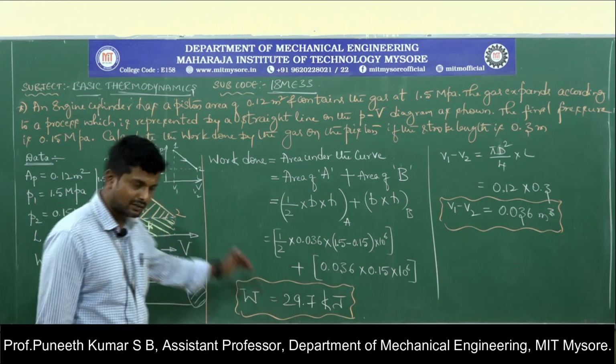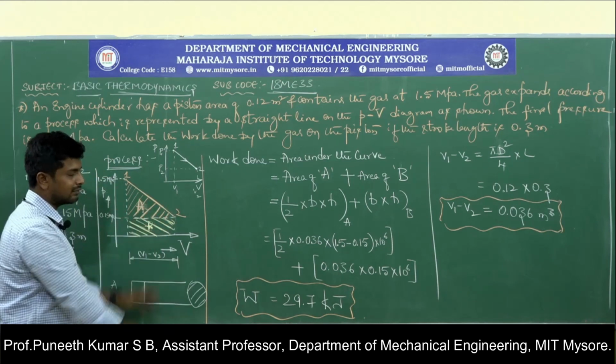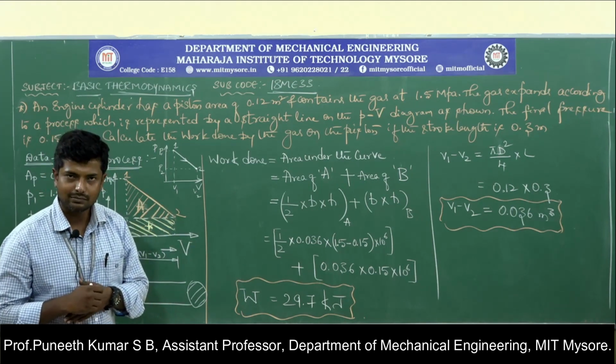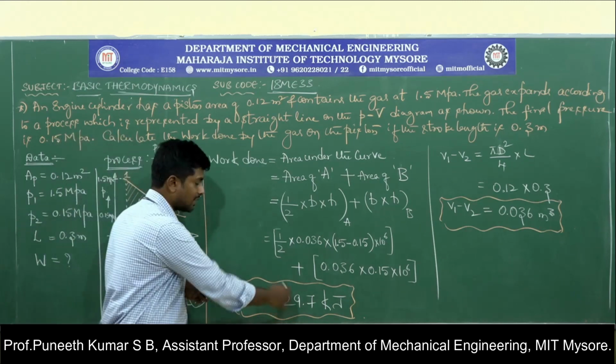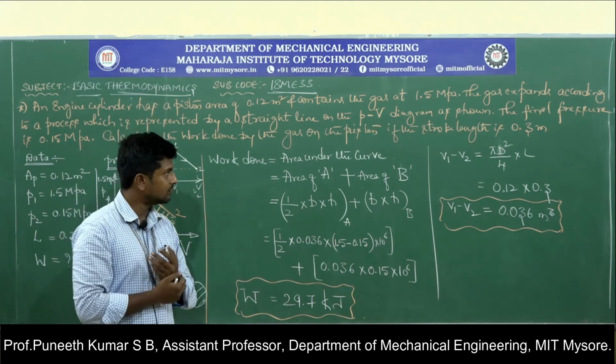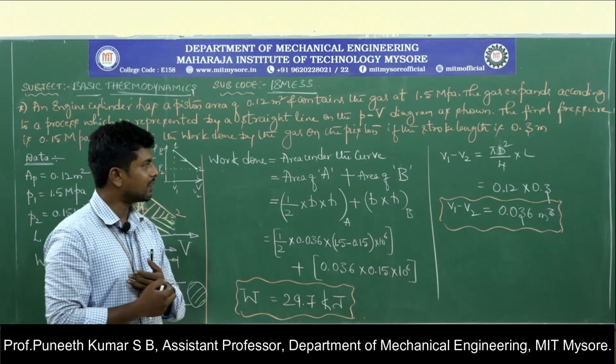Work is nothing but the area under the curve in the PV diagram, which is always equivalent to the work done by the system, that is the gas, which we have got as 29.7 kilojoules. So this is a very different problem.